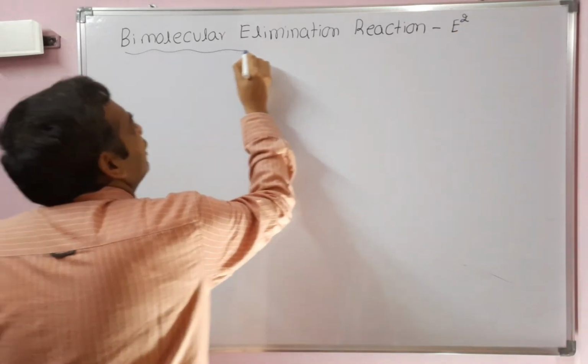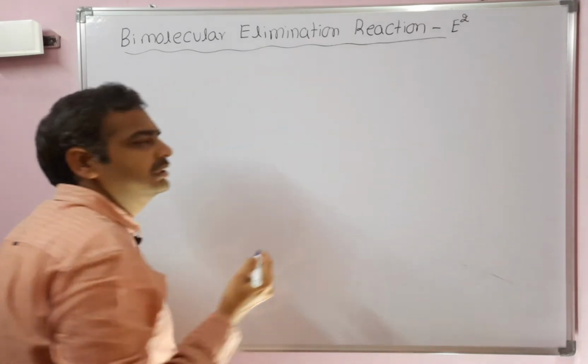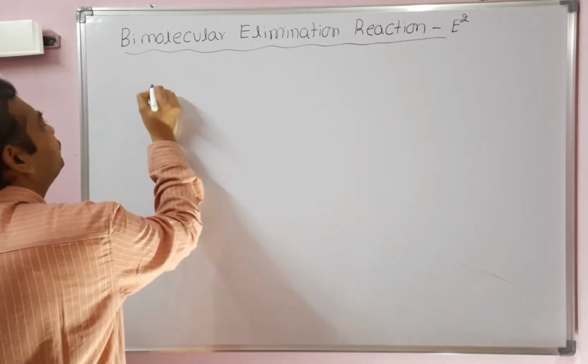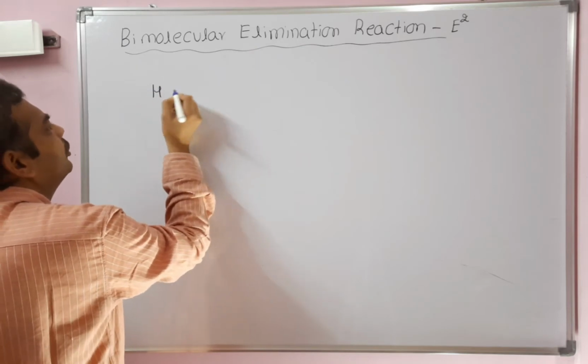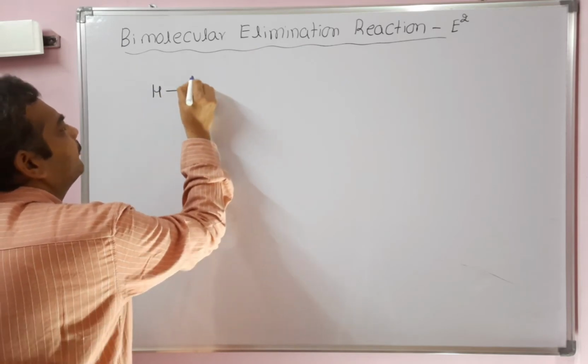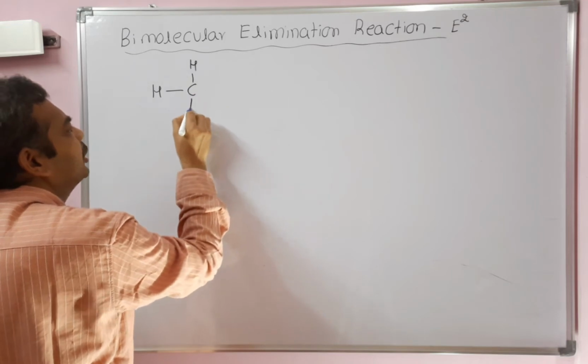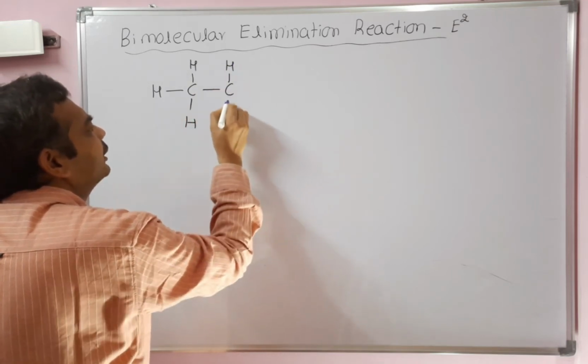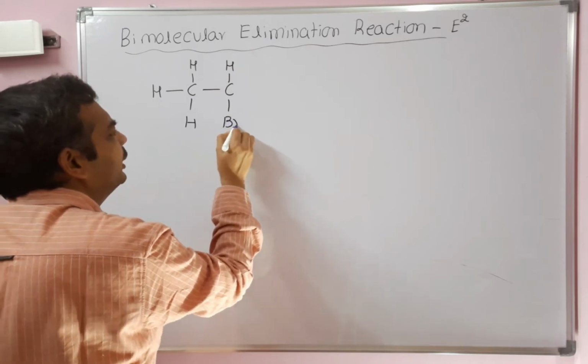Any doubt? If you have any doubt in E1, you just check my previous videos. Let's start with one example. 2-bromopropane. Take an example of 2-bromopropane. For E2 reaction, this is 2-bromopropane.